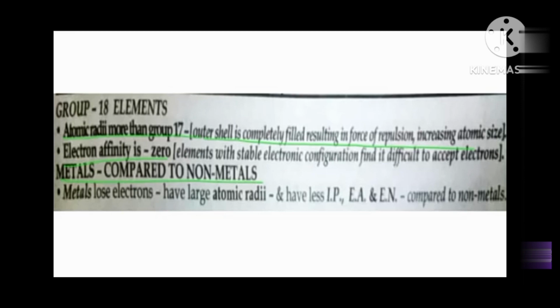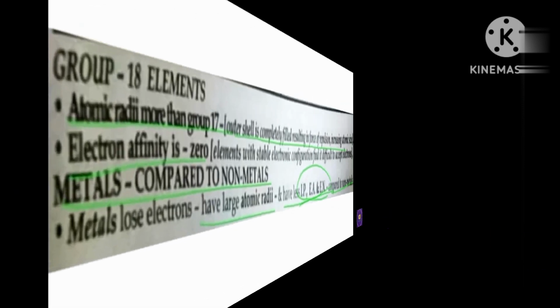Metals, compared to non-metals, lose electrons. They have large atomic radii and have less ionization potential, electron affinity, and electronegativity. These are the properties you have to learn compared to non-metals. So they have less electronegativity, ionization potential, and electron affinity in metals, and they lose electrons and have large atomic radii compared to non-metals.